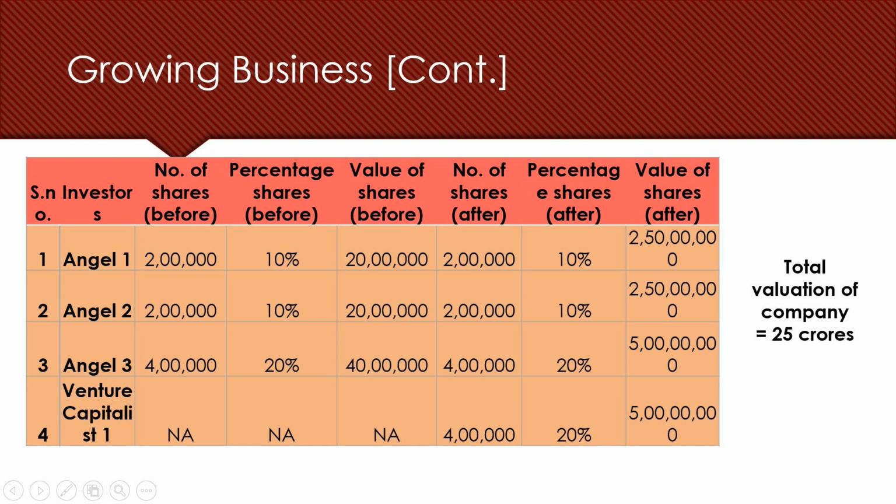So now Angel 1, who also has 10% shares, previously the value of the shares was just 20 lakhs. Now it is 2.5 crores. Same with Angel 2, 2.5 crores, and Angel 3, 5 crores. So you see how the total valuation changes as the venture capitalists invest into the company.